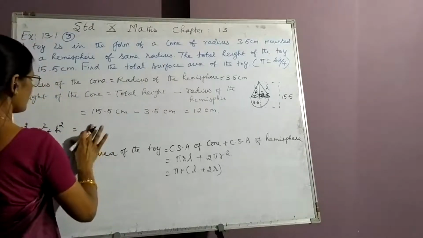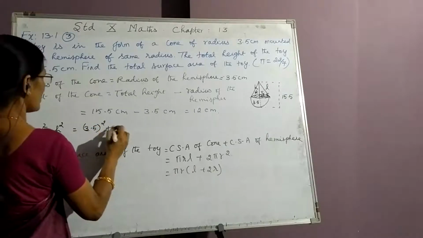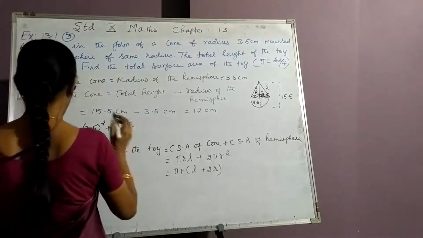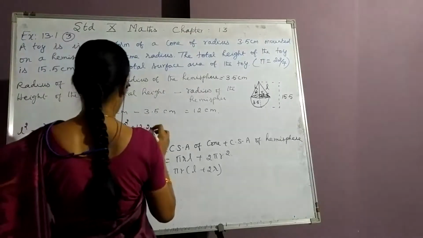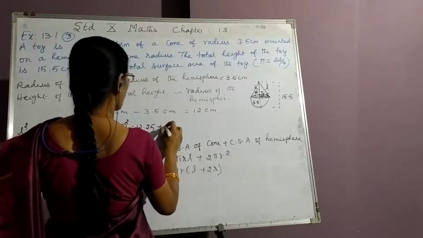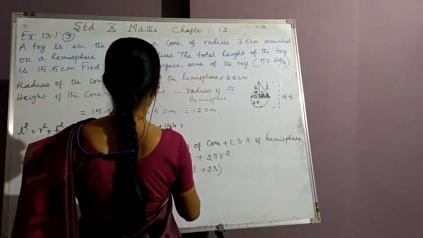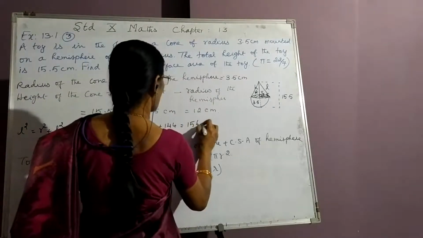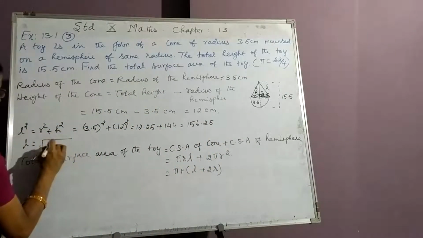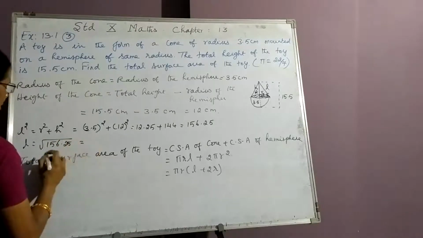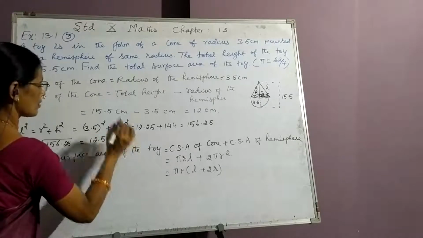r is 3.5, so 3.5 square and h is 12 square. 3.5 square is 12.25 plus 12 square is 144, which is equal to 156.25. Therefore l is root of 156.25. When we calculate the root of this, we will get 12.5 centimeter.